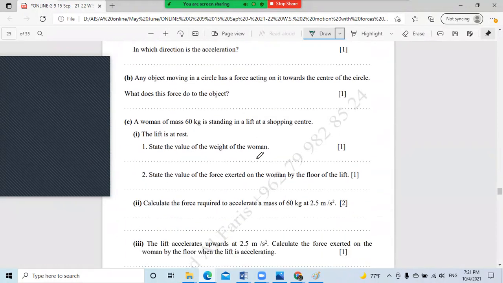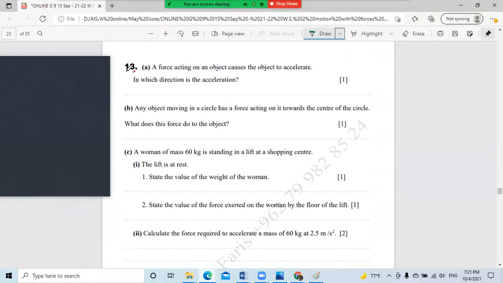Let's move on to question number 13. In this question, what do we have? A force acting on the object causes the object to accelerate. No information, they say there's a force and there will be an acceleration. In which direction is the acceleration? Now we know that the acceleration is directly proportional to the force. As the force increases, the acceleration increases. But at the same time, the force and the acceleration, they are in the same what? Direction.